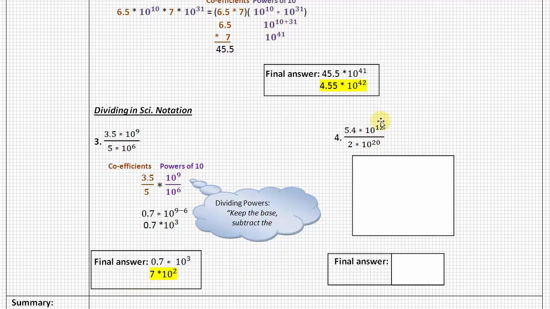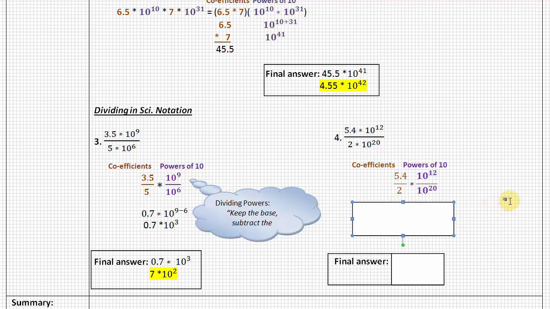If you haven't done so already, let's go ahead and try our fourth and final problem. So we have 5 and 4/10 times 10 to the 12th being divided by 2 times 10 to the 20th. So again, we're going to separate this out, deal with each part separately. We're going to divide our coefficients and our powers of 10.